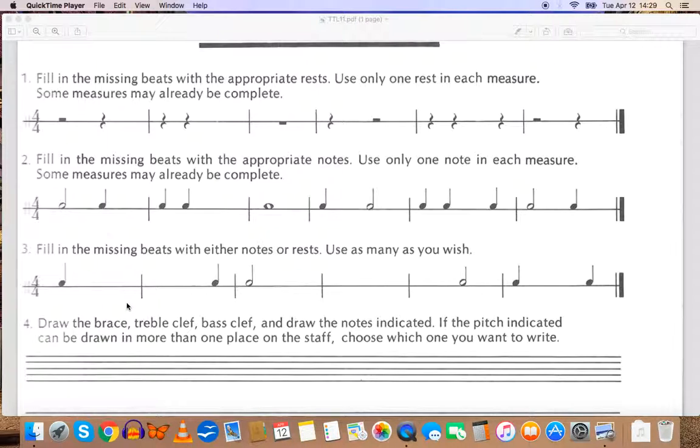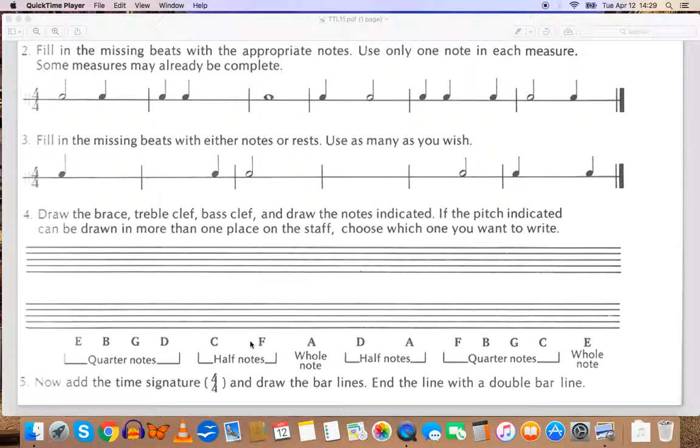Then we'd have 4 beats accounted for right there. Or I could do a quarter rest here and then like a half note here. Or a quarter note here and then a half note here. Or a quarter note here and then a half rest. I mean, there's lots of different things that you can do. So I'll go ahead and fill in the rest.